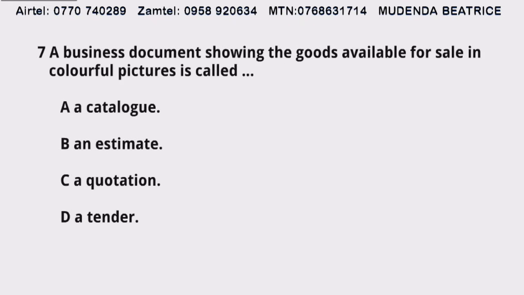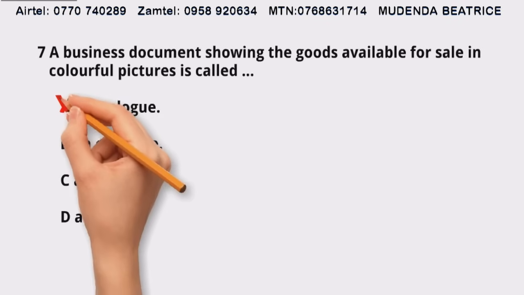Question 7 was as follows. A business document showing the goods available for sale in color pictures is called A. A catalog. B. An estimate. C. A quotation. D. A tender. The correct answer is A. A catalog.